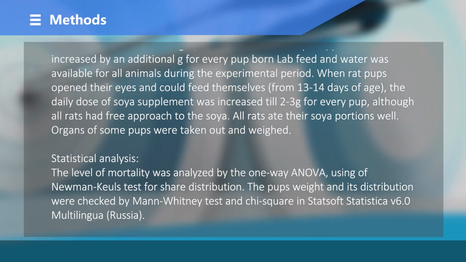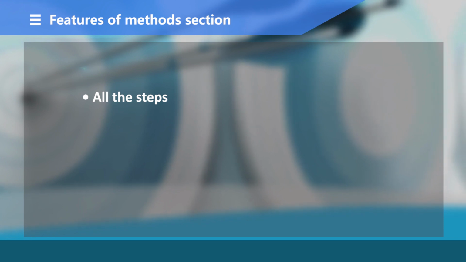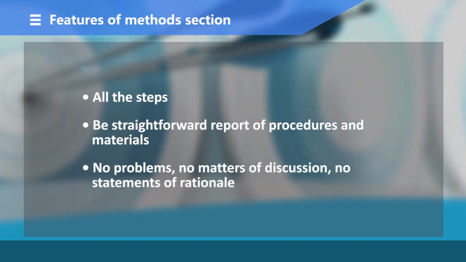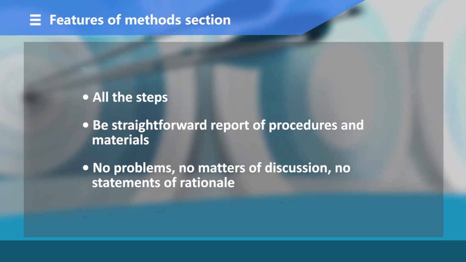Can anybody tell us the features of the methods section? All the steps are presented in this part, and it's a straightforward report with procedures and materials. And no problem, no discussion, and no rationale are mentioned in this part. Yes, very good. So from the example, we can understand all the steps presented in this part, and we can also learn that this part is a straightforward report of procedures and materials. And in this part, there shouldn't be any discussion, problems, or statements of a rationale. In a word, this part is just an objective presentation of the methods and procedures of the experiment.